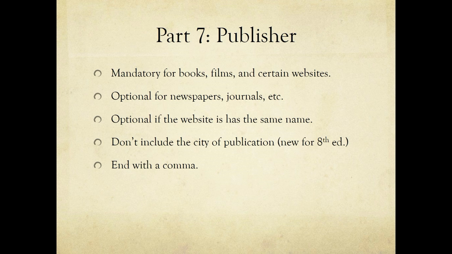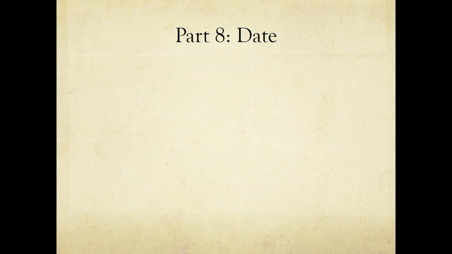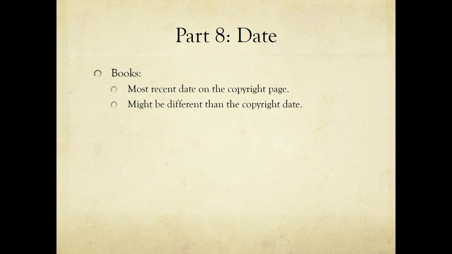After the publisher, you want to include one of the most important parts, which is the date of publication. You want to put the date of your publication after the publisher information, but the format depends on what type of source that you have. For books, you want to choose the most recent date printed on the copyright page. Now, this may or may not be the same year as the copyright date, especially if the book has been reprinted or republished multiple times.